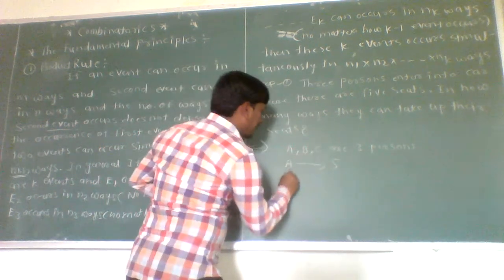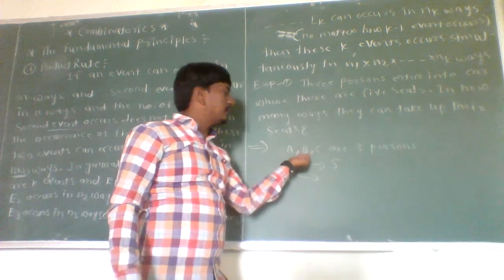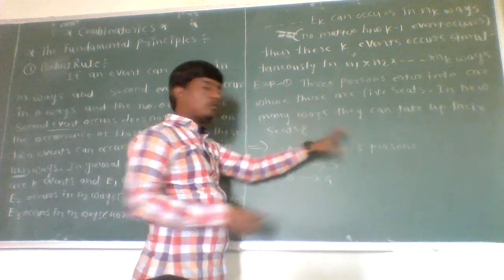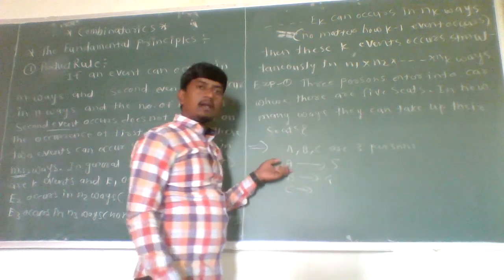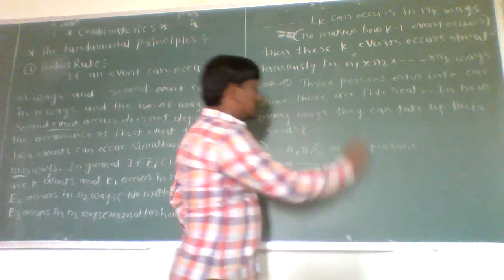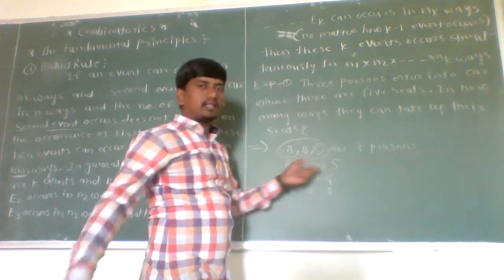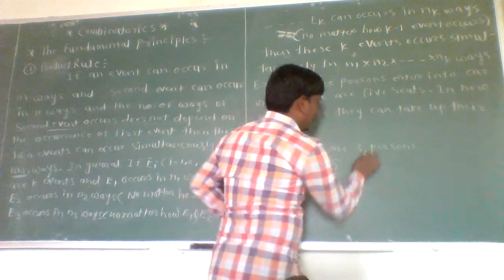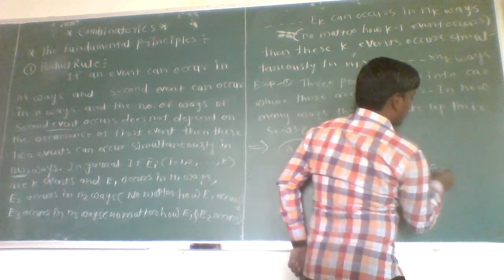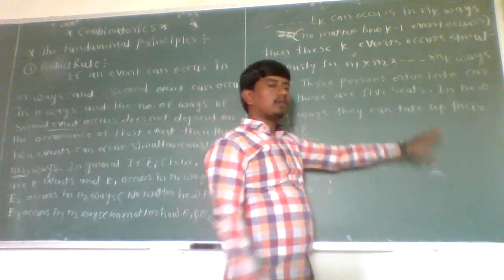Similarly, if B enters the car, A is already present, so the number of possibilities for person B is 4. Lastly, if C enters the car, A and B are already present, so the number of possibilities for person C is 3. Then the total number of ways of taking their seats by these three persons A, B, C is the product of these numbers, that is 5 into 4 into 3, which is equal to 60. So in 60 ways, the three persons can take up their seats.